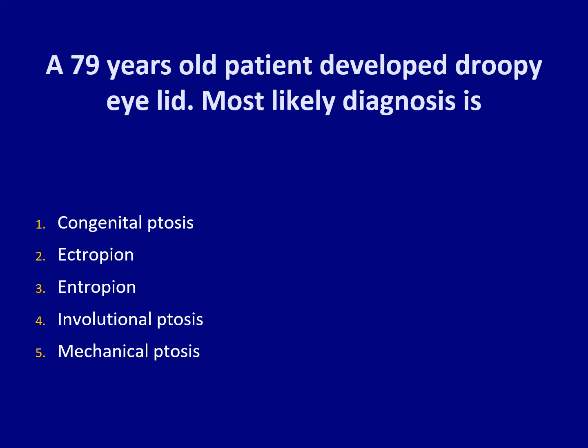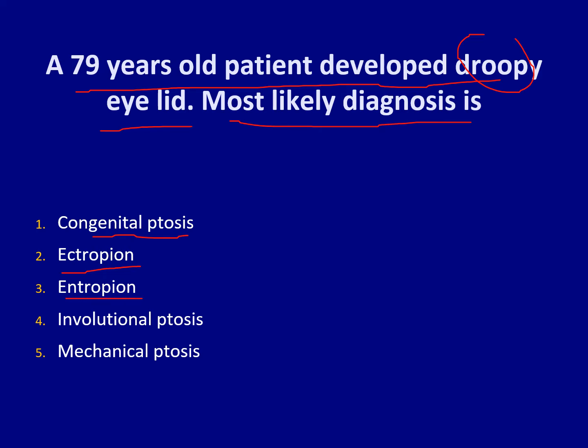First MCQ is: a 79-year-old patient developed a droopy eyelid. The most likely diagnosis is, now remember, droopy lid: congenital ptosis, ectropion, entropion, involutional ptosis, or mechanical ptosis. So first you have to decide which condition it is. It is not entropion or ectropion, but it is ptosis.